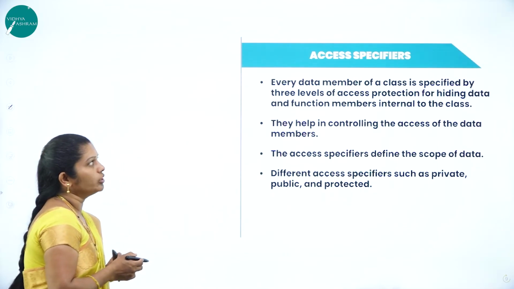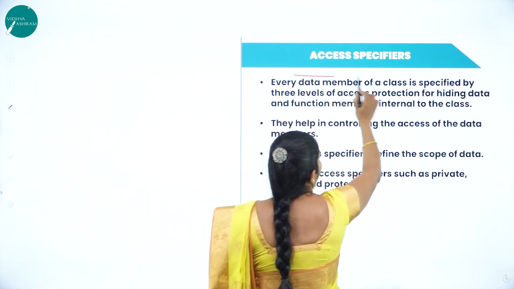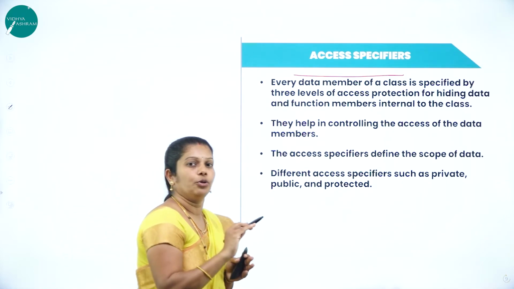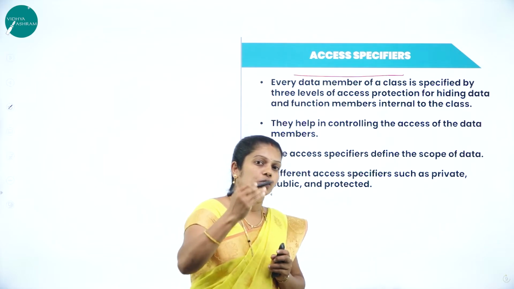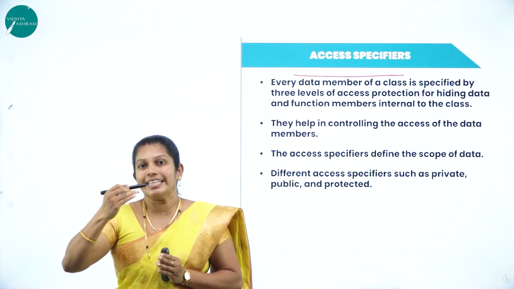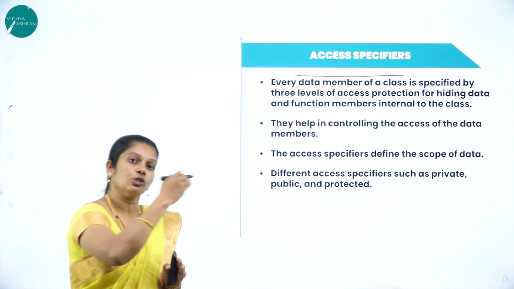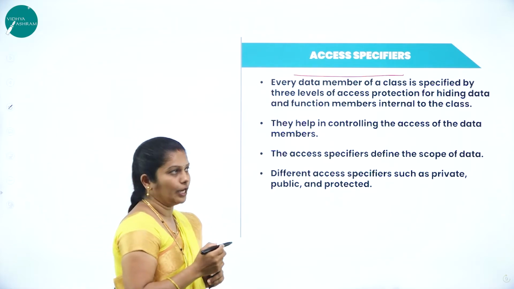Next, we will move on to access specifiers. What do you mean by access specifiers? Already I told you regarding access specifiers, we are going to give the scope of the data. Now, what do you mean by scope? The scope will tell you who can access the data or the function, and who is not supposed to access the data as well as the function. Regarding that, it is going to tell you.